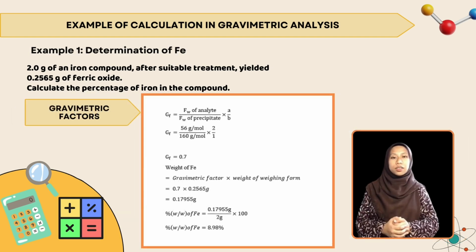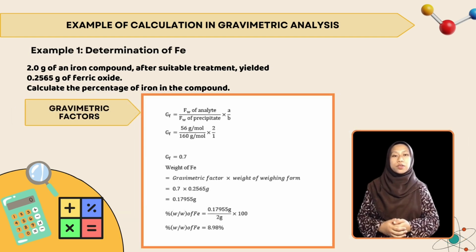This is the calculation of determination of iron by using gravimetric factors. We also get the same percentage of weight over weight of iron, which is 8.98%.